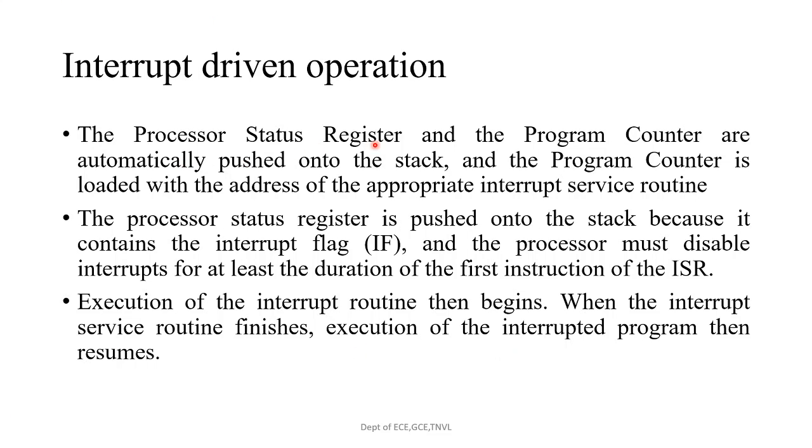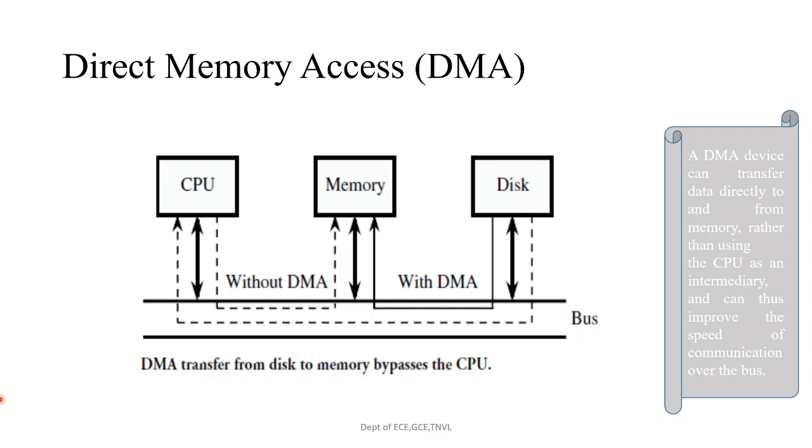The processor status register and the program counter are automatically pushed onto the stack, and the program counter is loaded with the address of the appropriate interrupt service routine. The processor status register is pushed onto the stack because it contains the interrupt flag, and the processor must disable interrupts for at least the duration of the first instruction of the interrupt service routine. Execution of the interrupt routine then begins. When the interrupt service routine finishes, execution of the interrupted program then resumes.